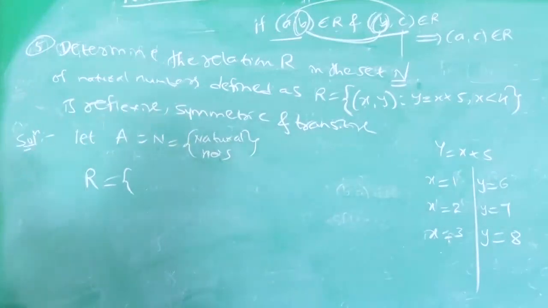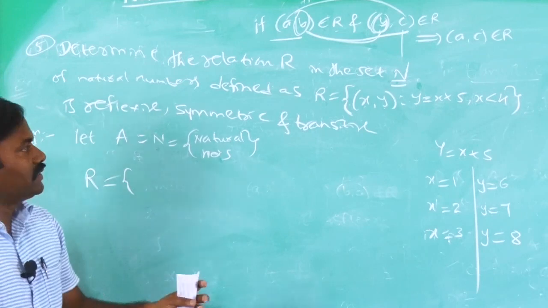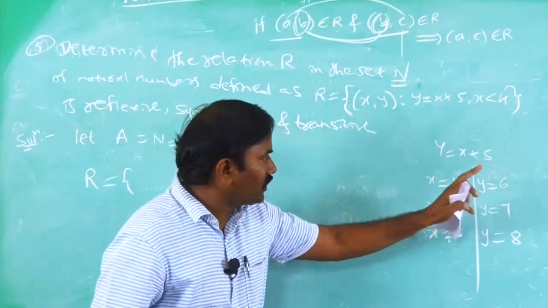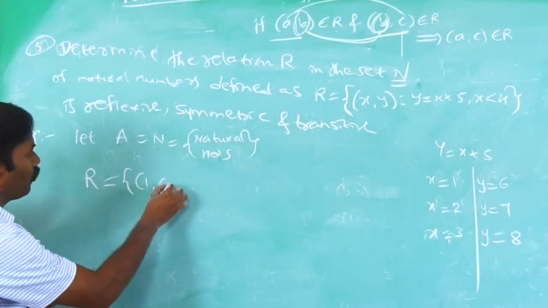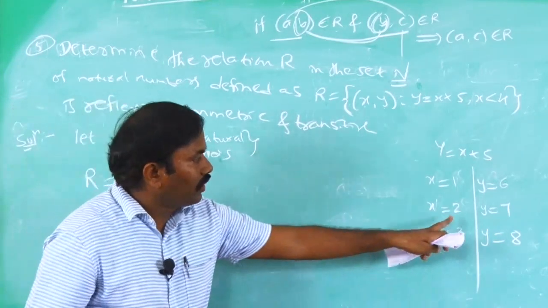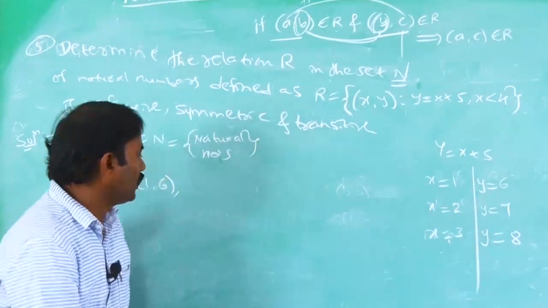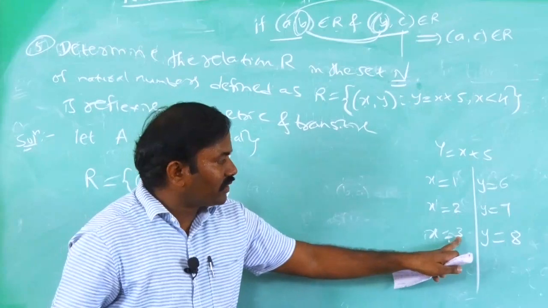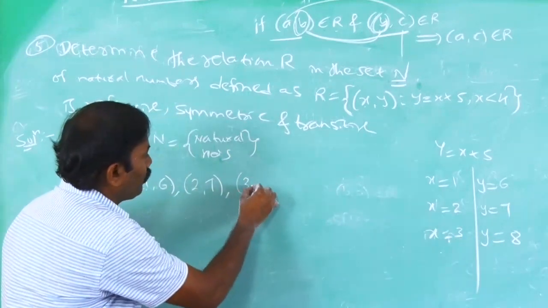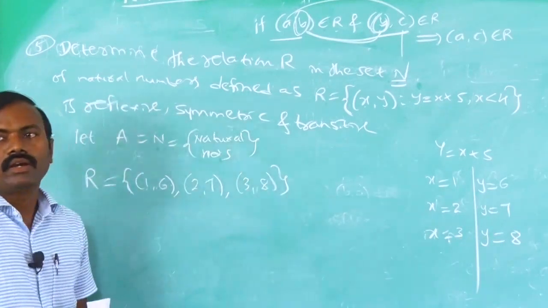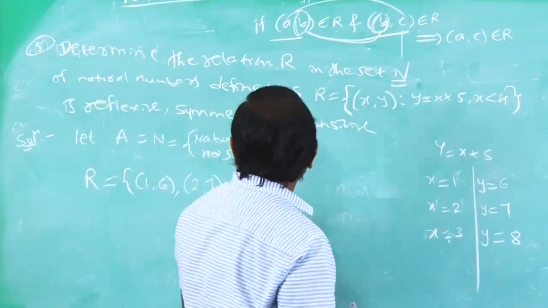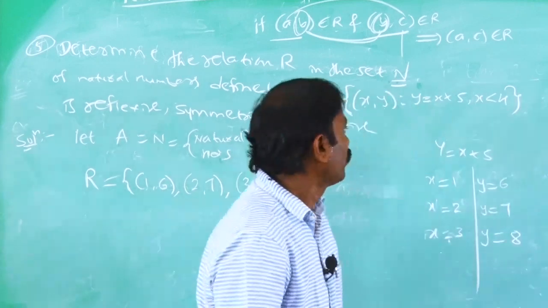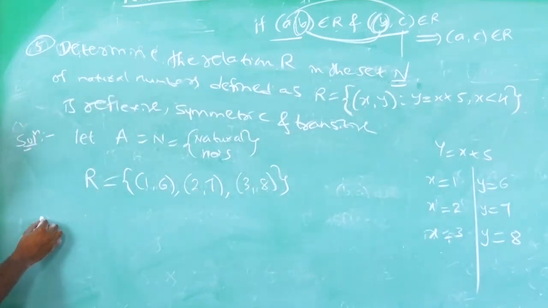Therefore the relation R equals the set of all ordered pairs (x, y): x is 1, y is 6, ordered pair (1, 6). Next ordered pair (2, 7). Next ordered pair (3, 8). Now find whether this relation is reflexive, symmetric and transitive. So first of all, find them one by one.